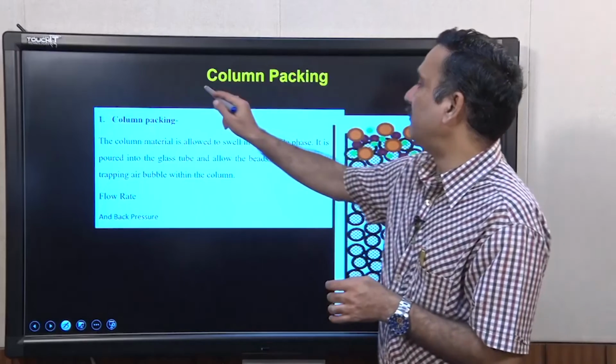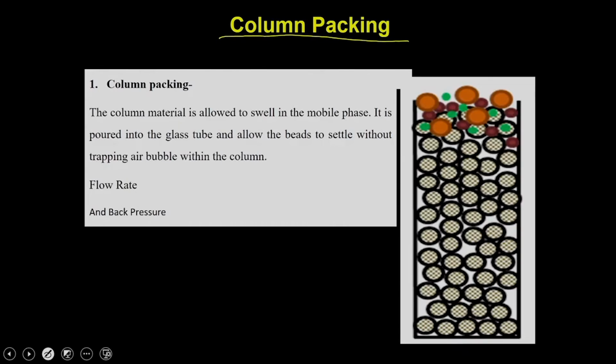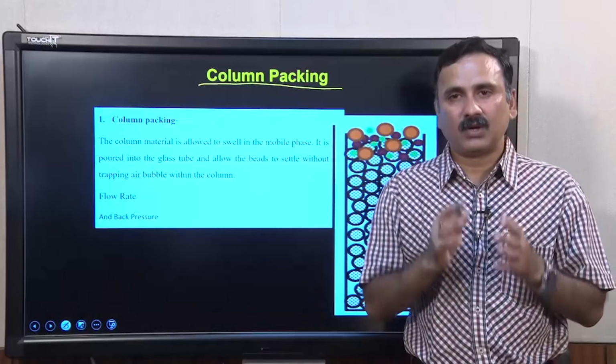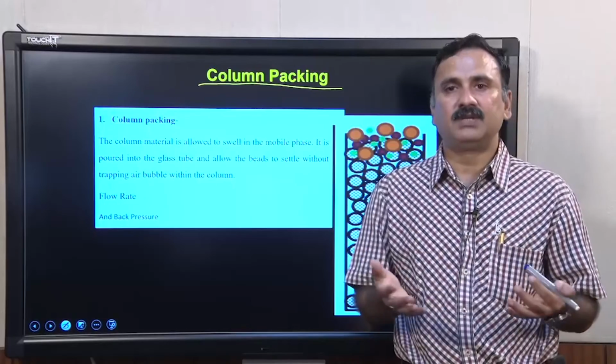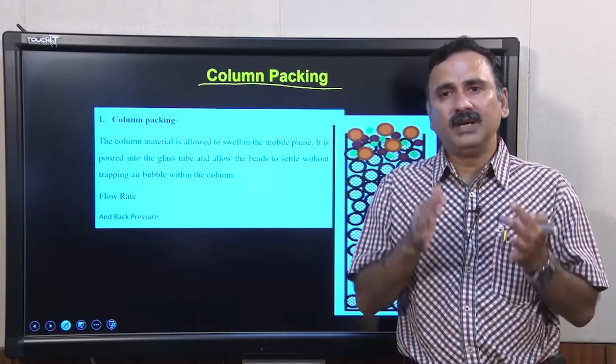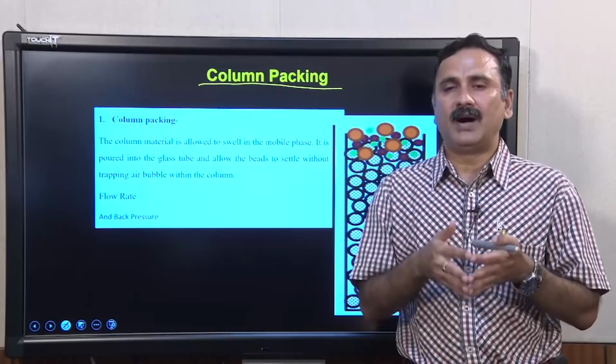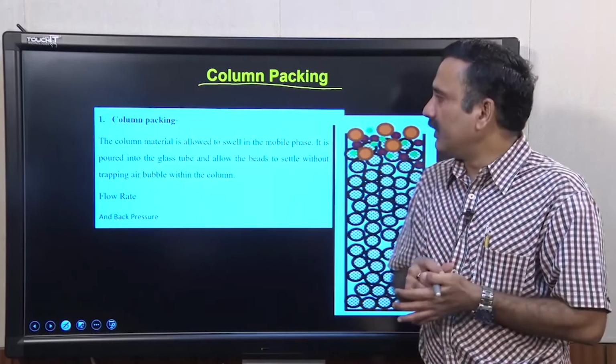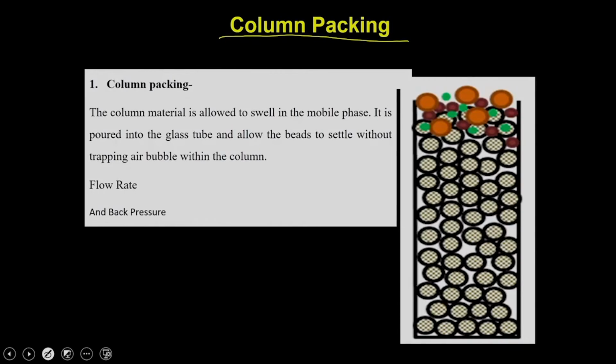Now, how do you perform gel filtration chromatography? The first and most important component is the column packing, because gel filtration chromatography depends solely on how well you pack the column. As we discussed in ion exchange chromatography also, when you get the column material, either you get it pre-swollen or you get it as a powder.